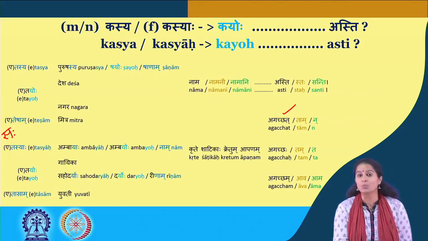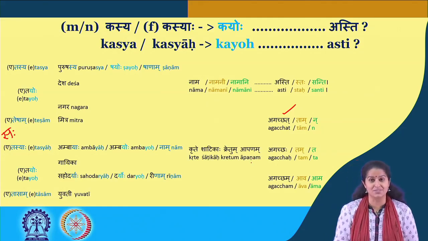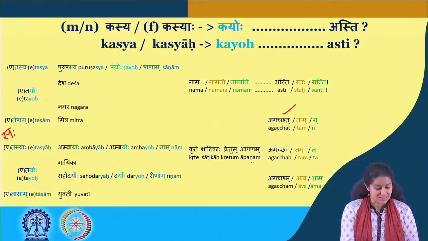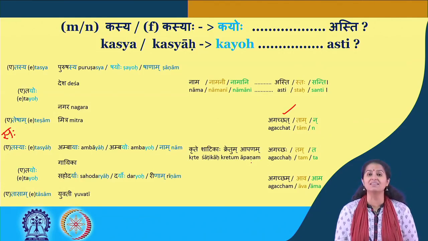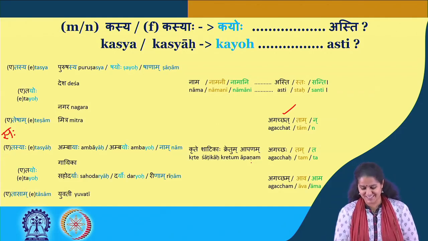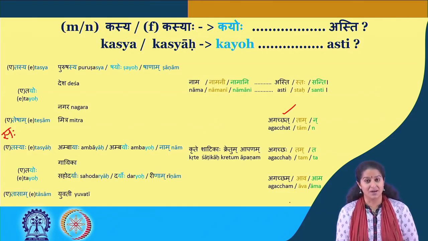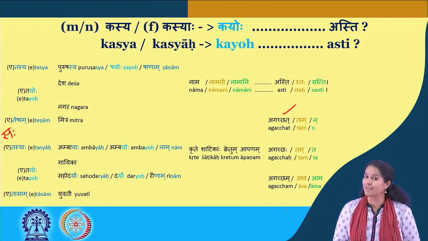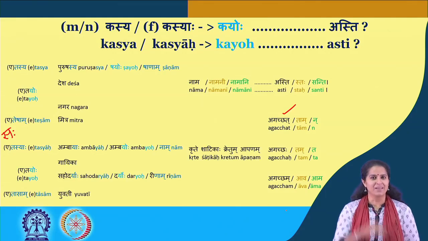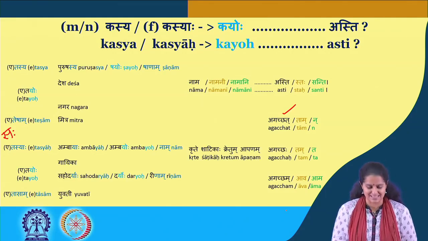Uttamam. And what do we have here? So there's a lot of practice of the verb forms as well. So just like we had saha agachat, in the dual it will become tau agachatam. Plural, te agachan. Tvam agachaha. Yuvam agachatam. Yuyam agachata. Aham agacham. Avam agachava. Vayam agachama. Okay, now your turn to make a sentence here.